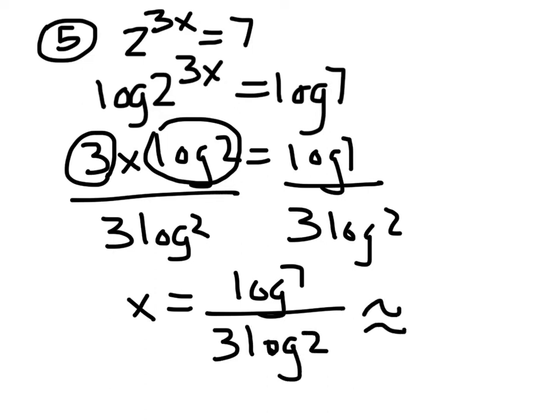But they ask us to round our answer to the nearest tenth. That means we're going to go ahead and type this in our calculator and round to the nearest tenth. The result would be about equal to 0.9.